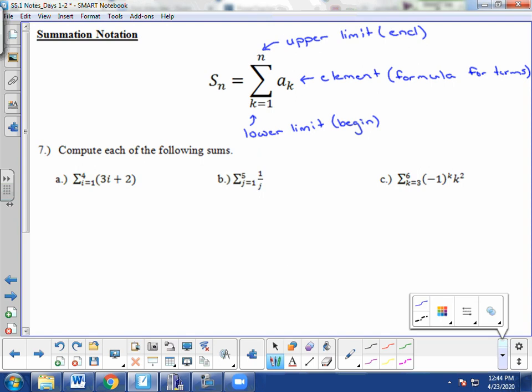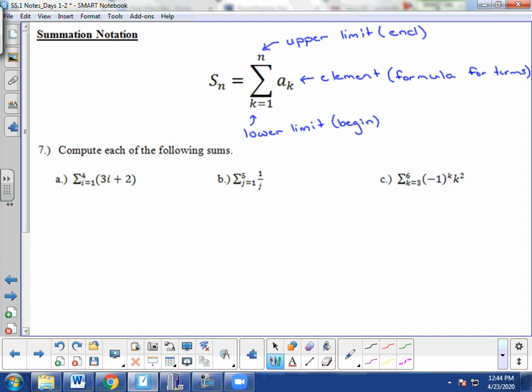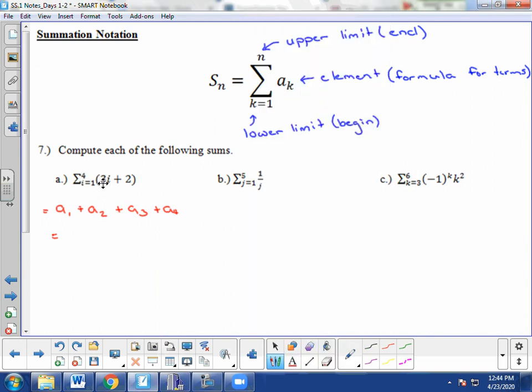So we can basically rewrite this. And I'm not going to show all the work because that's a lot of writing, but we can basically rewrite this as finding a sub 1 plus a sub 2 plus a sub 3 plus a sub 4. That's what this means. So if I want to find the summation, I need to add each one of these terms together. So I can use my calculator if I need to. The i for the first term is 1, so 3 times 1 is 3 plus 2 is 5, so my first term is 5.